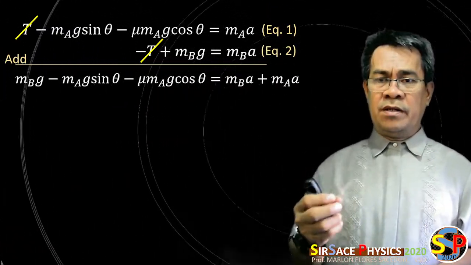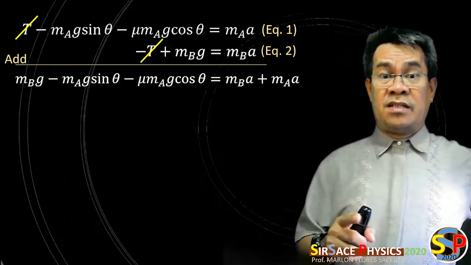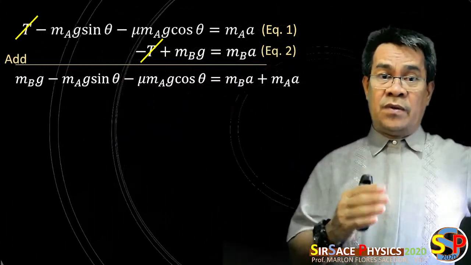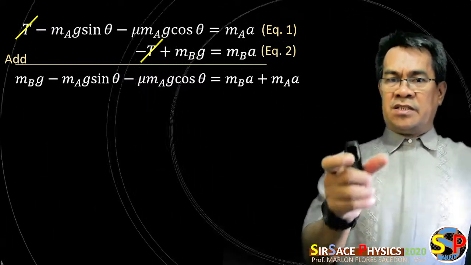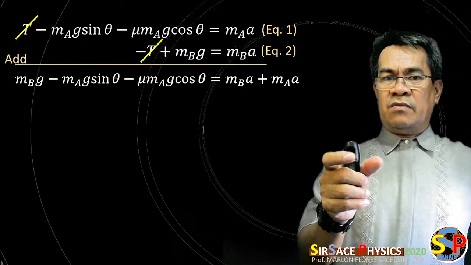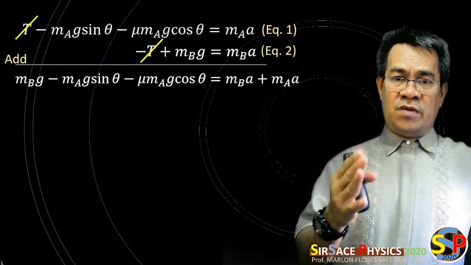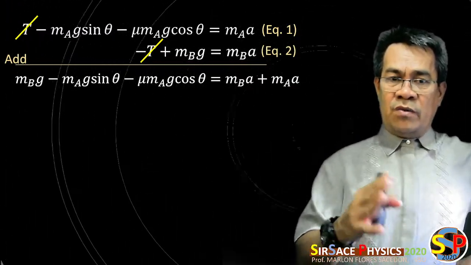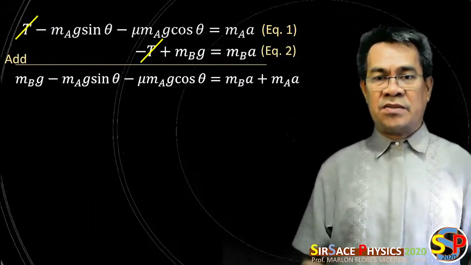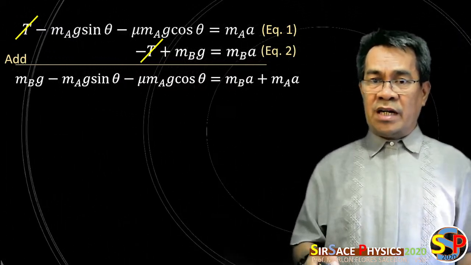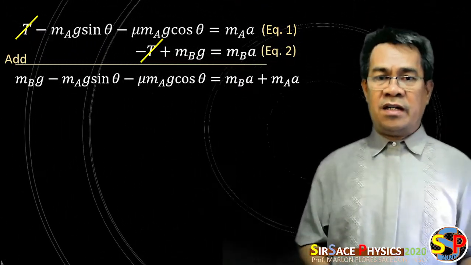In the left member, we have mB times g minus mA g sin theta minus mu mA g cosine theta. On the right, we have mass B times the acceleration plus mass A times the acceleration. So this is the equation which is the result after combining equations 1 and 2. Take note that T was eliminated. Hence, we have only one unknown, the acceleration. So all you need to do is solve for the acceleration a. Before that, we can combine like terms. The like terms are g, the acceleration due to gravity, in the left member, and a as the acceleration of the system.